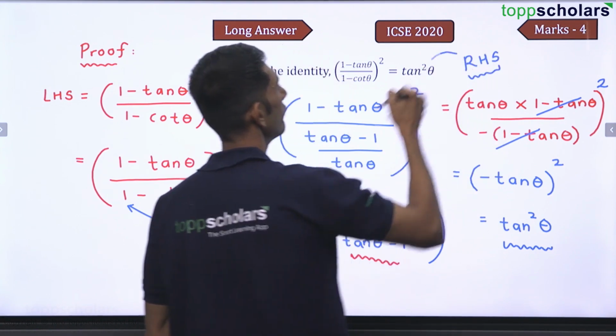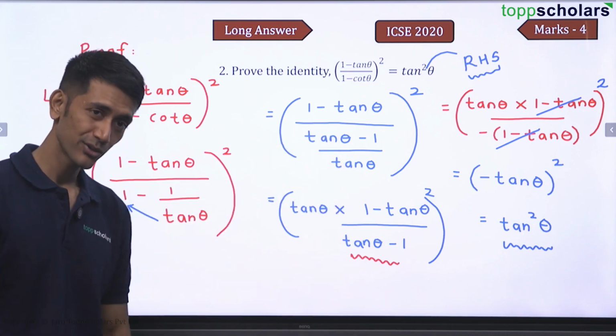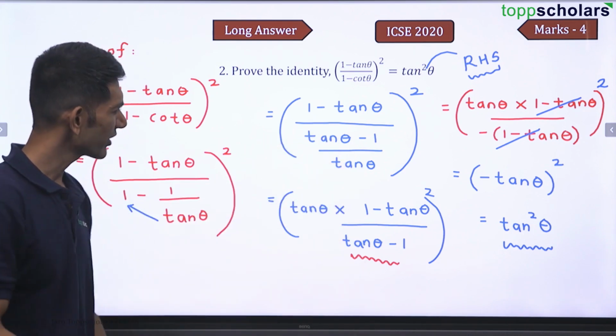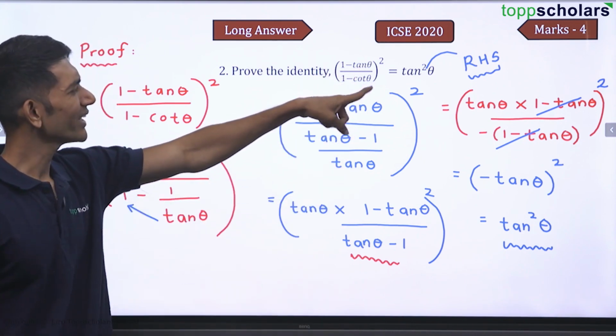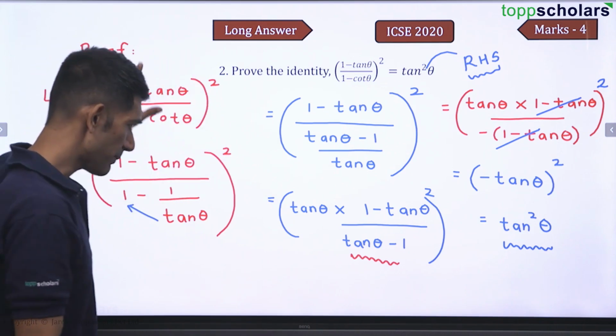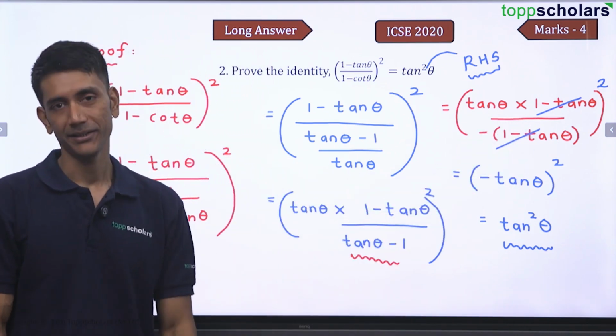So definitely we have proved that the LHS is equal to the RHS. I hope you have understood this question. Very easy, very simple, straightforward. Whatever they are asking, just find that out. They wanted tan on the right hand side. We have kept everything in tan, kept on solving, and we got tan square theta at the end.